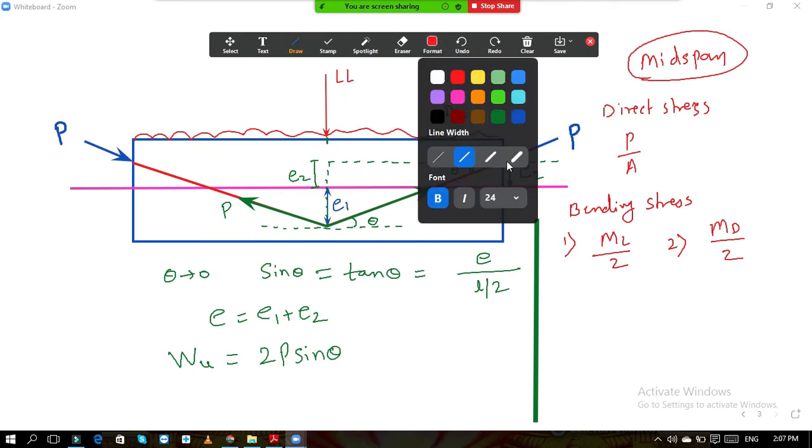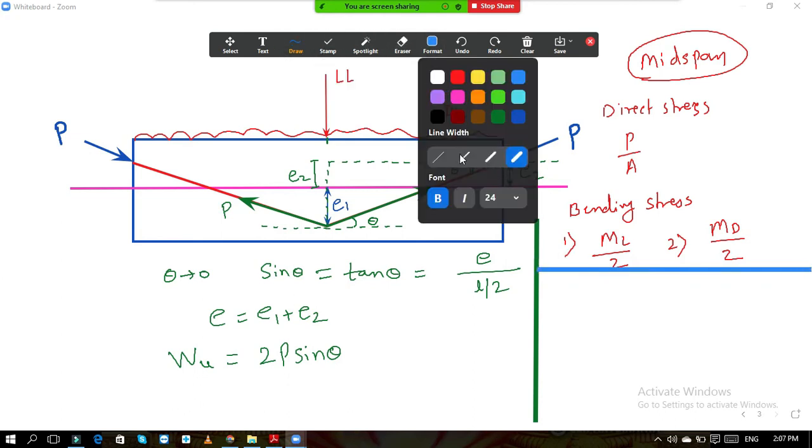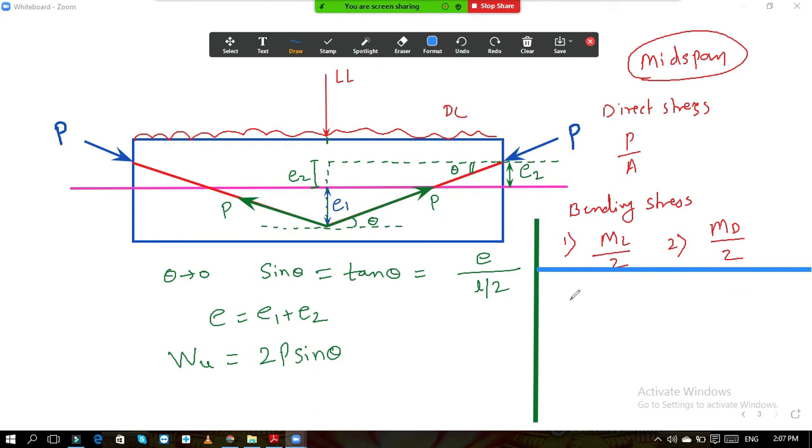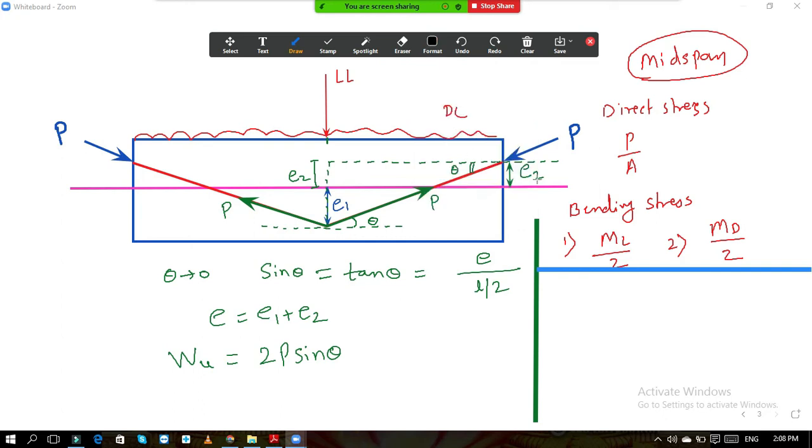Now see, if I talk about the end section, the section which is at the end, what will be the change at the end section? If you see this end section, at the end, if you see this force, this P force, okay, I will take a new color, black. So if you see this force, if this angle is theta, this angle is also theta, then I can resolve this force like this.